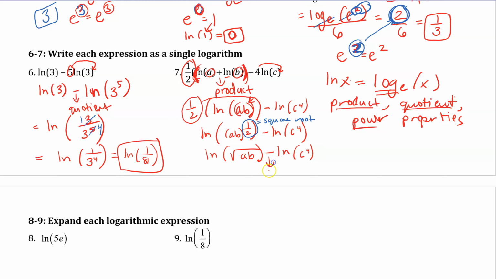Now, last but not least, I'm going to use the quotient property because it's a natural log, which means it's a log base e, so it follows all the same properties. And so I'm going to divide. I'm going to do the square root of ab divided by c to the 4th because the logs themselves were being subtracted. Therefore, the thing inside the log should be dividing.